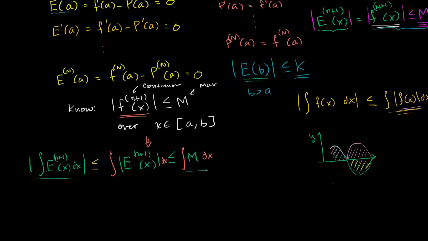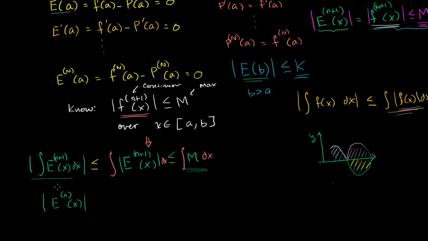The antiderivative of the n plus 1th derivative is going to be the nth derivative. So this business right over here is just going to be the absolute value of the nth derivative. The absolute value of the nth derivative of our error function.